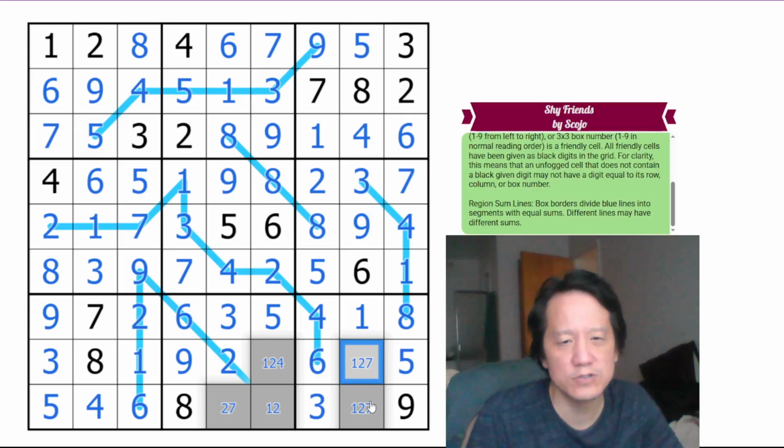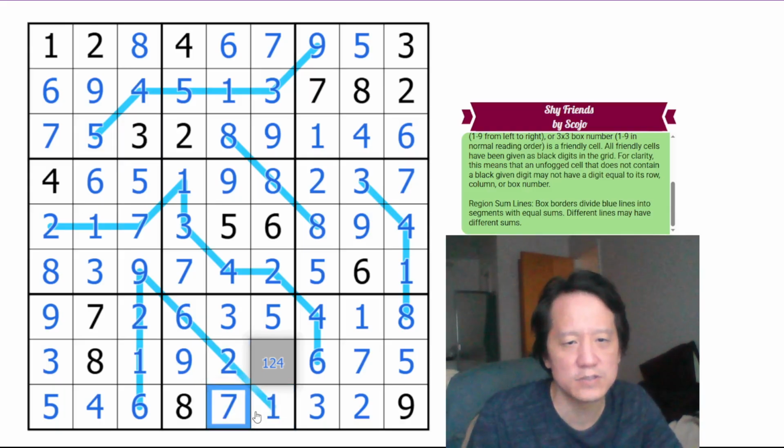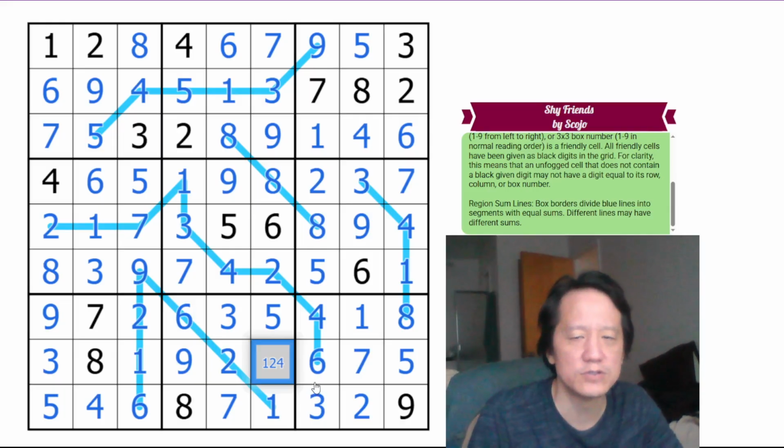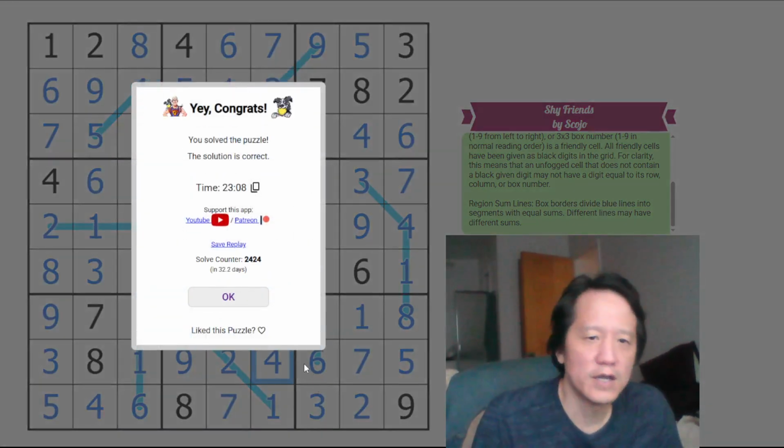This can't be 1 or 2, so this is 7, which makes this a 2. That eliminates 2 from being here, so this is 1. This can't be 2 here, so this is 7. That can't be 1 or 2, so this is a 4. And that's how you solve it.